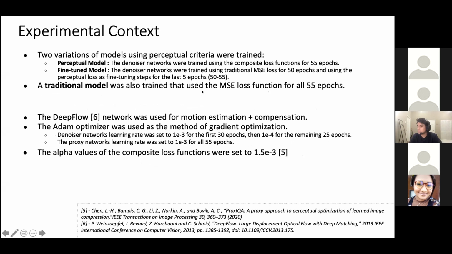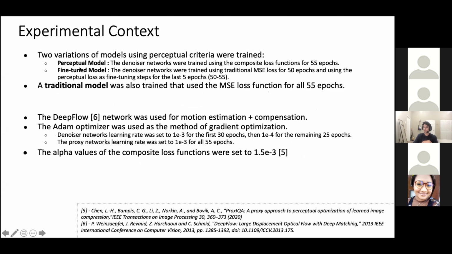So within the context of the experiments carried out, we trained 3 models. The first 2 models use variations of the perceptual criteria. So the first perceptual model, we trained the denoiser networks using the composite loss function. That composite loss function is the loss function that uses perceptual criteria as well as traditional criteria.